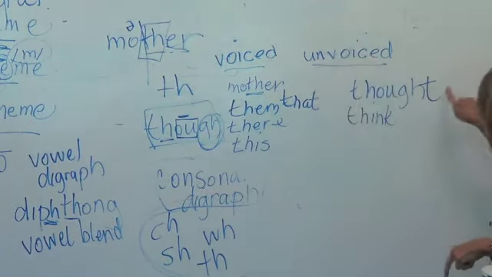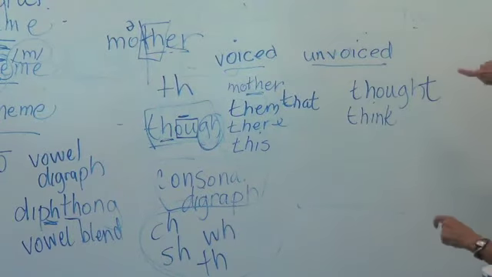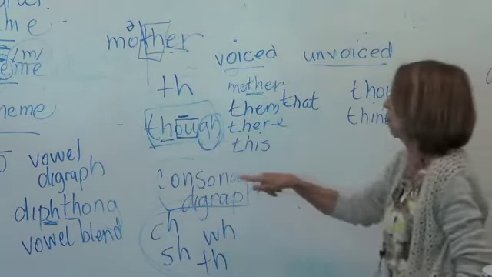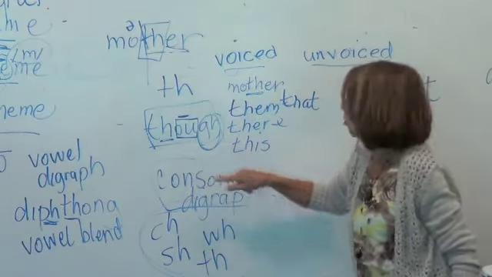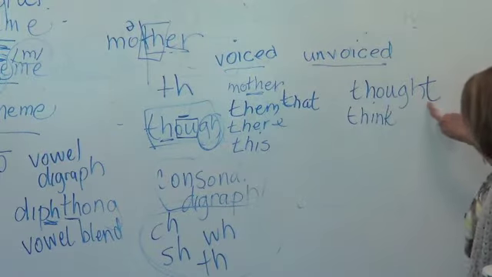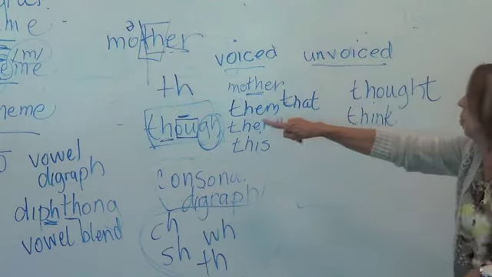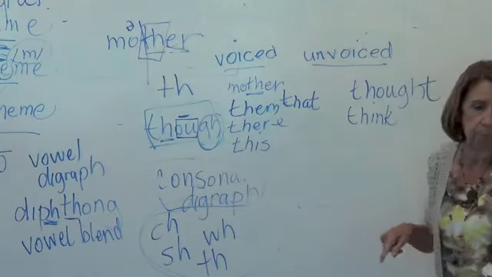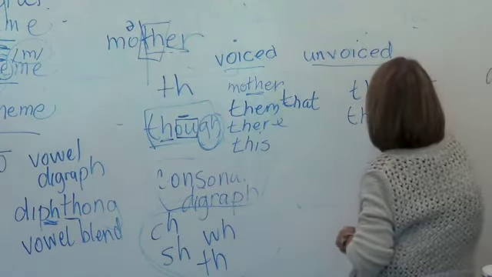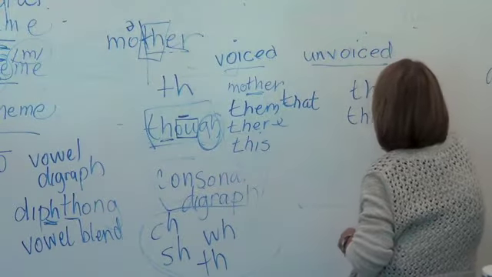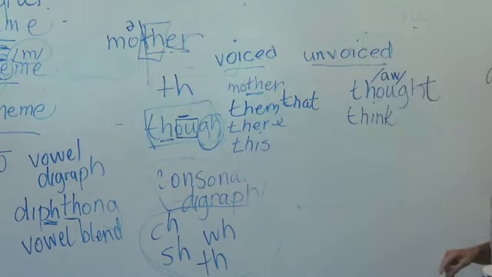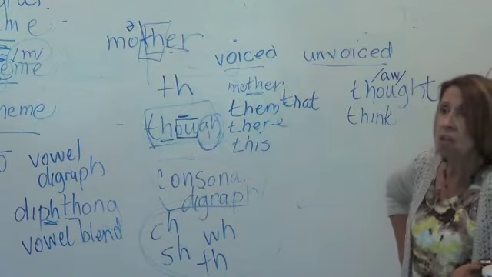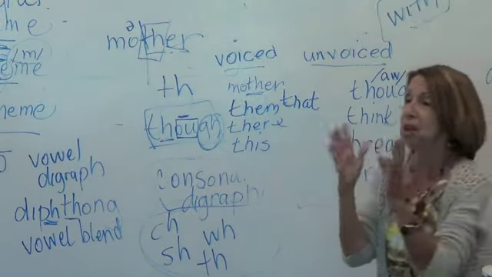But then we move over here, and we put the T on the end of it, and it changes it from though to thought. It changes the voiced TH to an unvoiced one, and changes the long O to actually an AW sound, aw. Do you see why English is so difficult? So can you tell the difference when you say it?